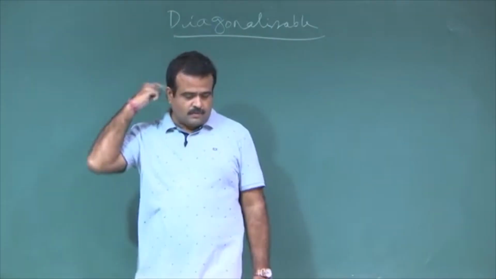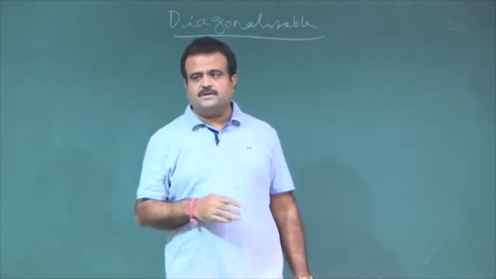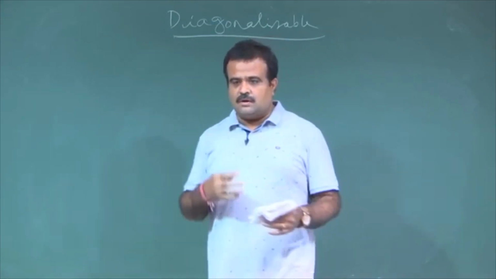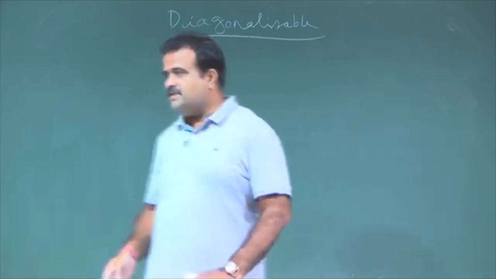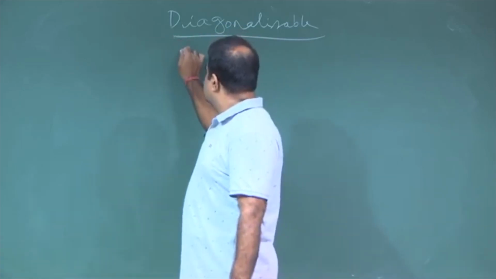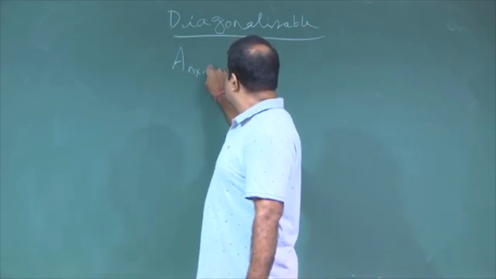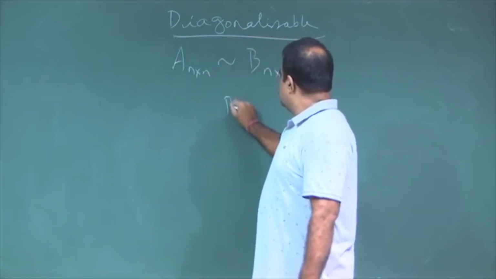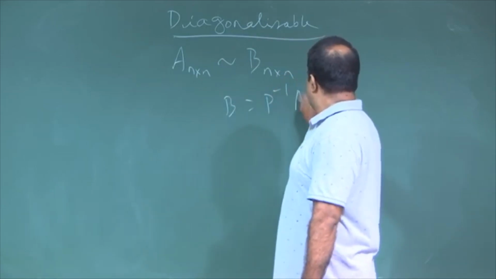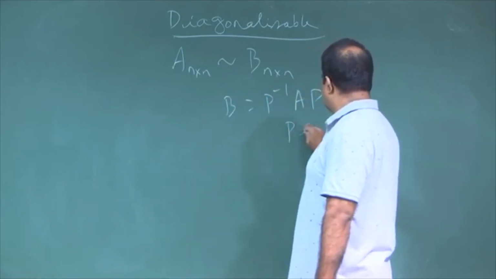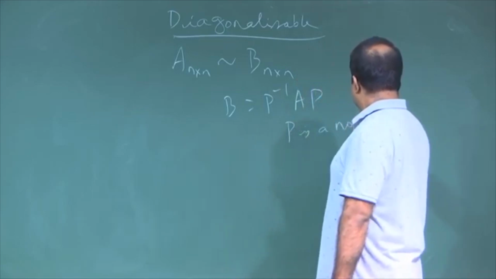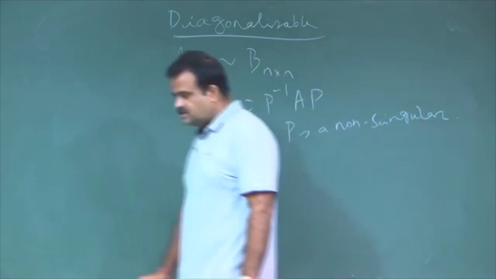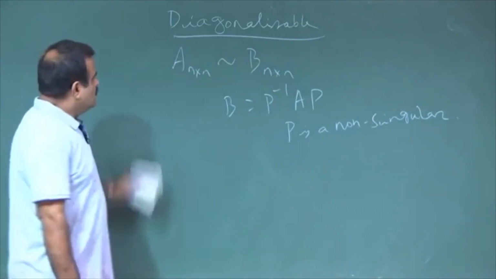Okay, so we are talking about diagonalizability of a matrix. In the last class we defined the relation similar between two matrices. Just to recap, we have two matrices of size n cross n. We say these two matrices are similar if one is written as P inverse A P, where P is a non-singular matrix. Then we say A is similar to B.